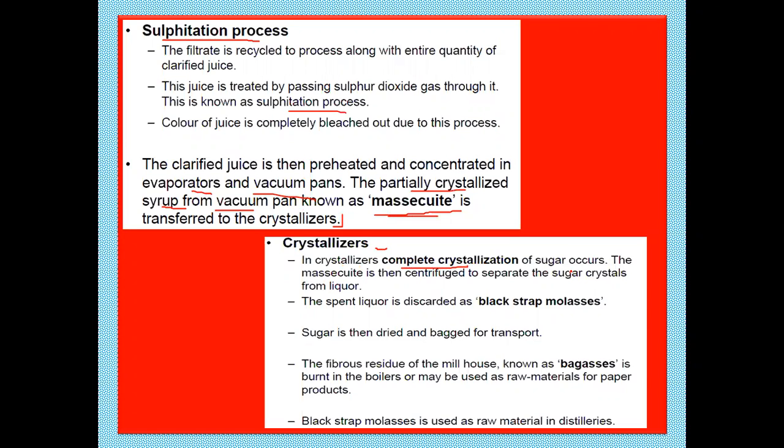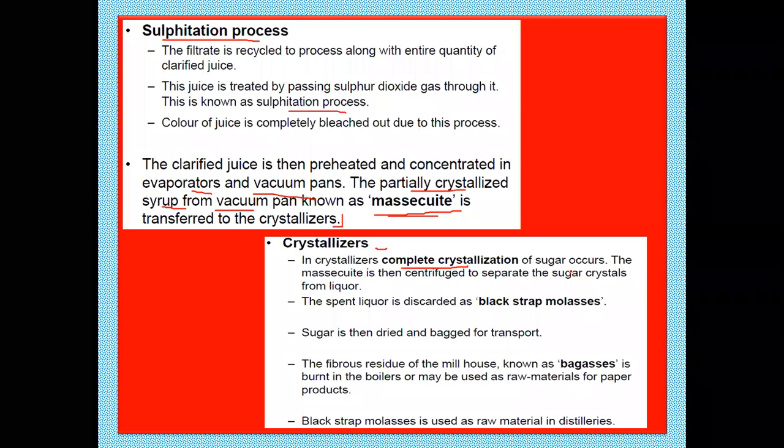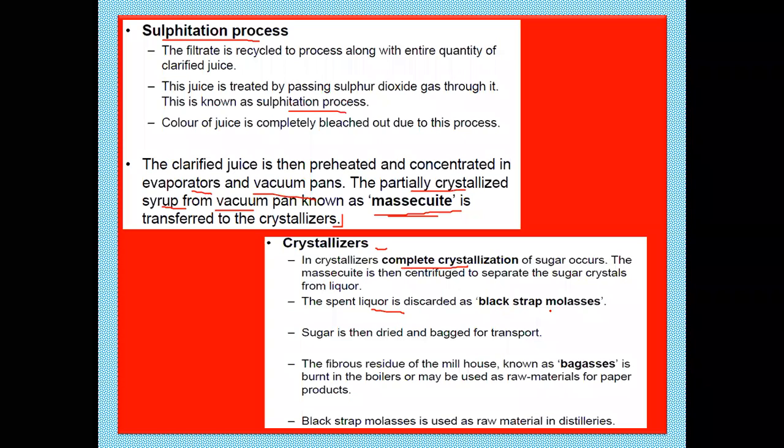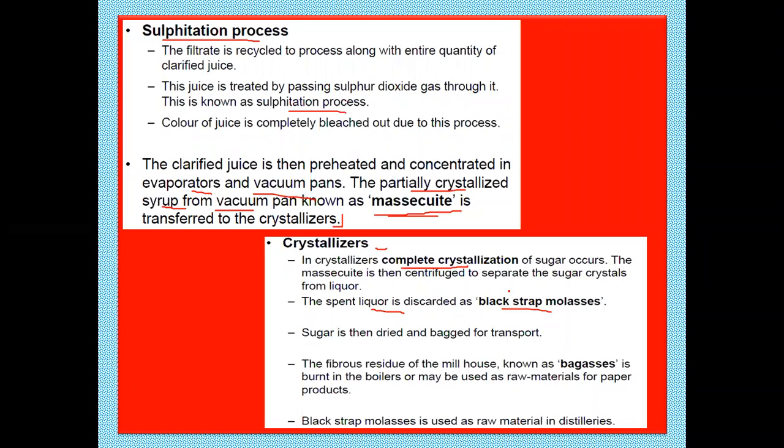So this massecuite, write this word, it is a technical word, remember it. Massecuite is nothing but a pakam-like syrup. This massecuite is transferred into the crystallizers. There, the complete crystallization of sugar takes place. The massecuite is then centrifuged to separate the sugar crystals from the liquor. The spent liquor is discharged in the form of blackstrap molasses.